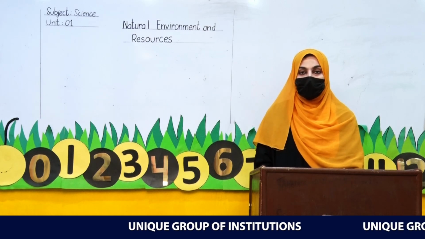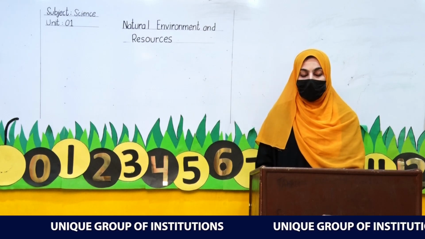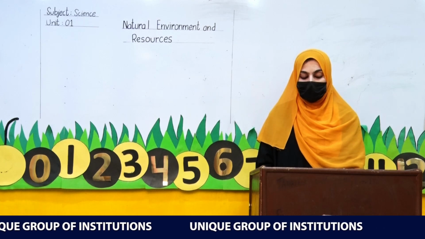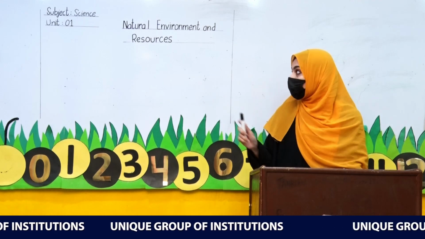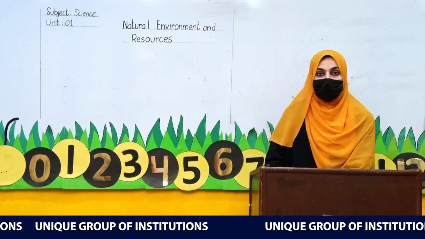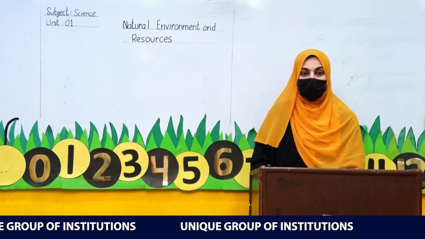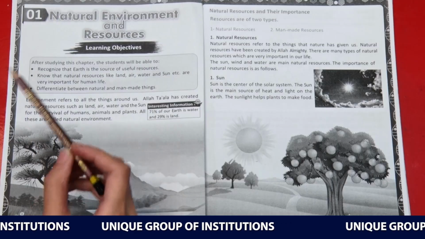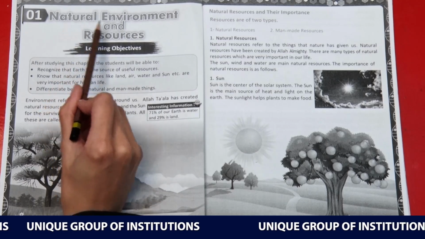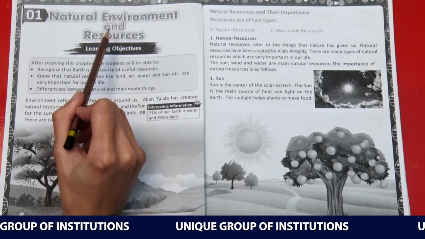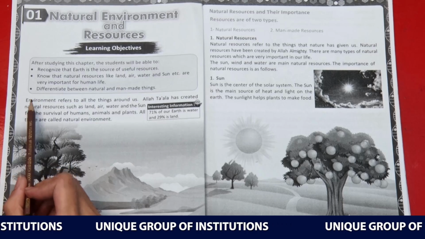So we are going to start with unit 1, and the unit name is Natural Environment and Resources. Let's get started from page 1. We will start the reading of unit 1. So the name of the unit is Natural Environment and Resources. Let's get started with the lecture.